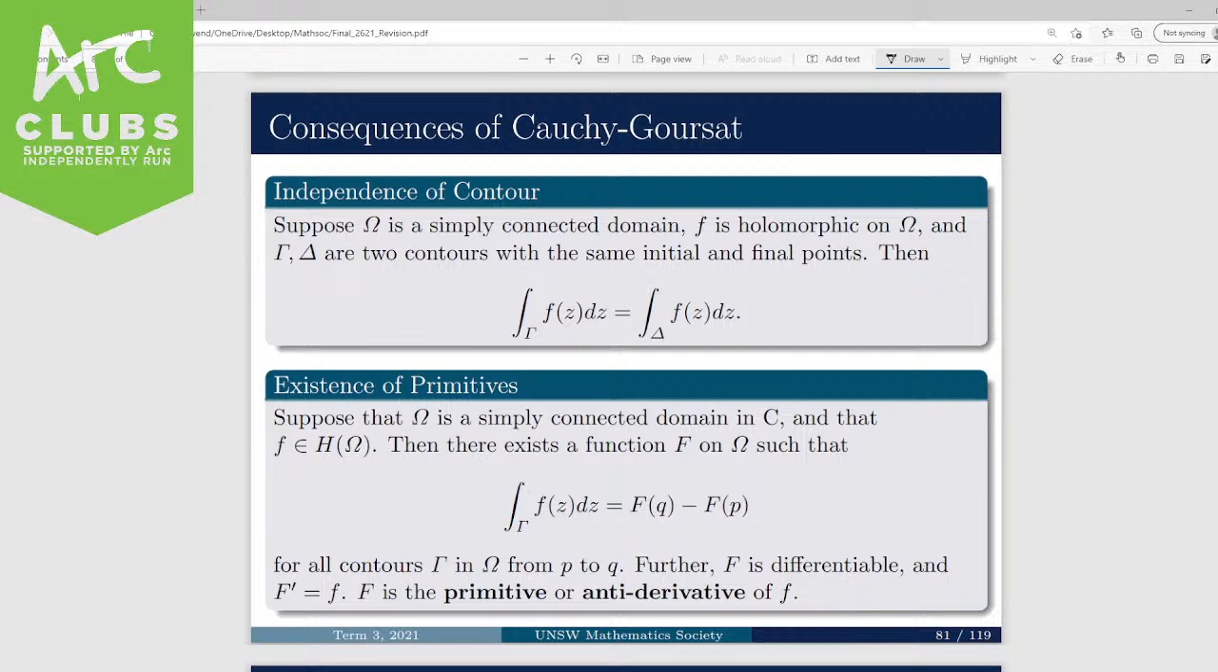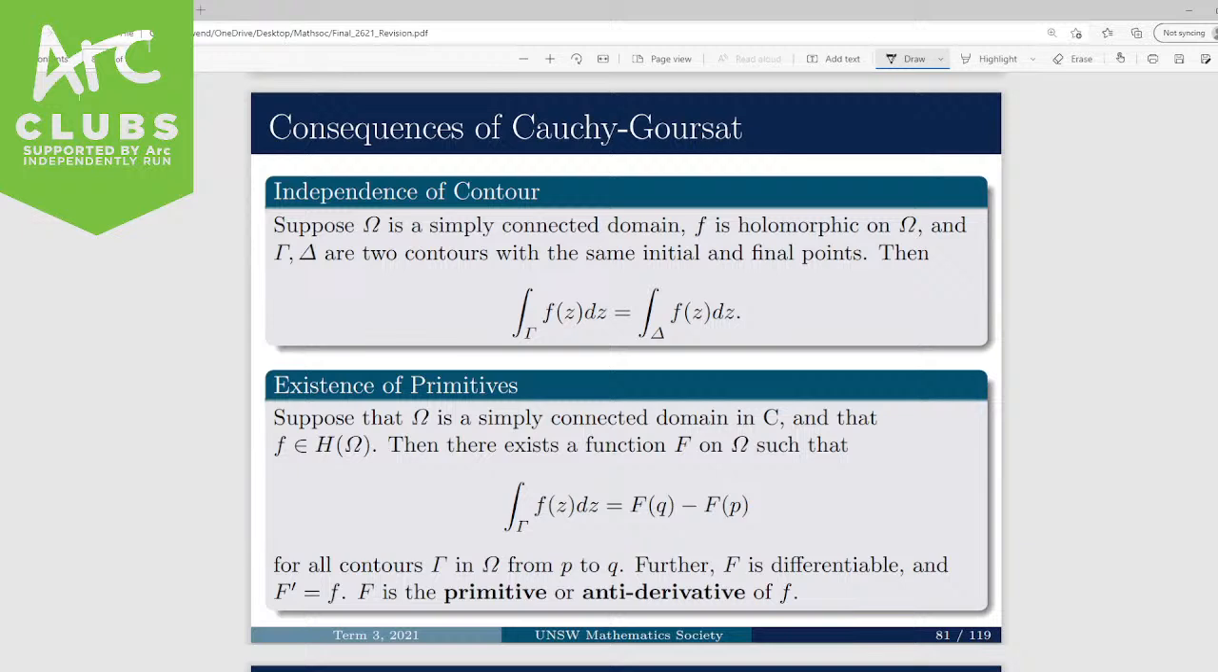But consequences of Cauchy-Goursat. Just a couple of quick side notes here: independence of contours. If your contours share the same initial and final points, the integral actually ends up being the same. It's pretty nice, independence of contour. And this is a pretty major one, existence of primitives.